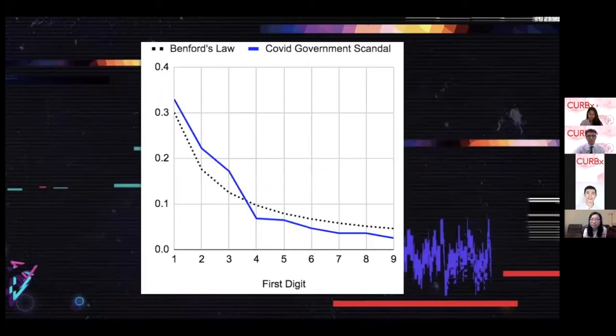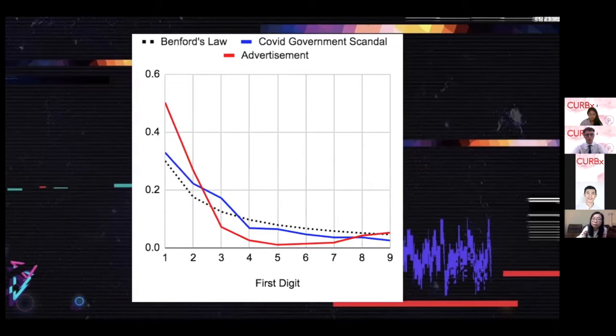Now let's put that against the topics that are related to government scandals in China during COVID. As we can see, the dashed line represents the natural distribution under Benford's law, and the blue line represents the distribution of COVID government scandal. Unsurprisingly, somewhat, you can see these two lines do not really map onto each other, which gives us some preliminary reason to suspect that, okay, maybe Weibo is messing with the data here. But I want to proceed with the qualification. So I added a third line, the red one, which represents advertisement or sponsored trending topics.